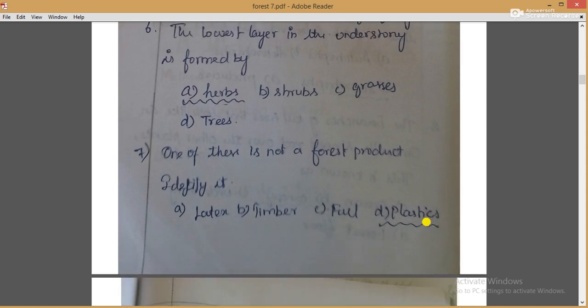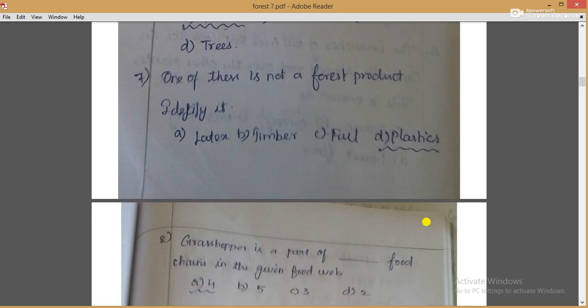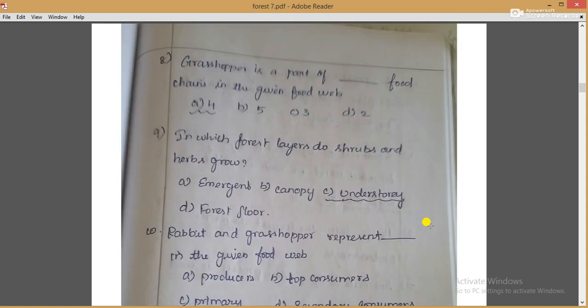Then one of these is not a forest product, identify it. Which of these is not a product of the forest? First one is latex, timber, fuel and plastics. The answer is plastics. Plastics are made artificially.